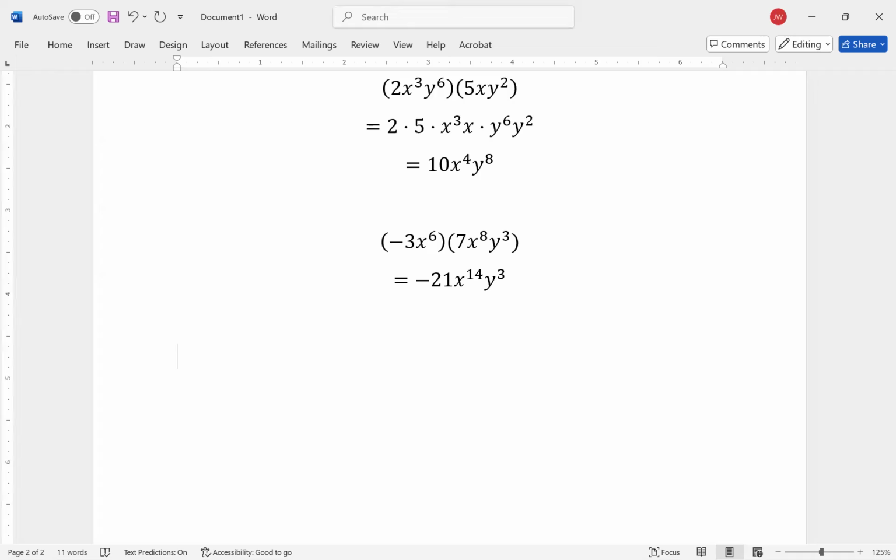Now remember, that works because of the fact that we're multiplying everything on the inside and multiplying everything on the inside here. I'm taking a single monomial and multiplying it times another single monomial. That just means one term.